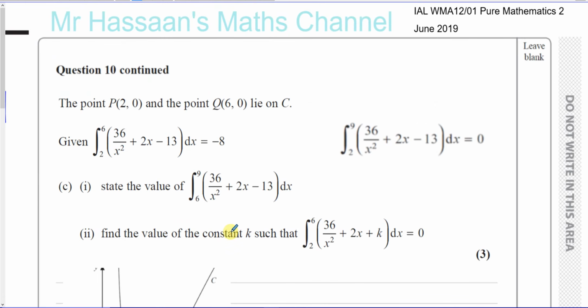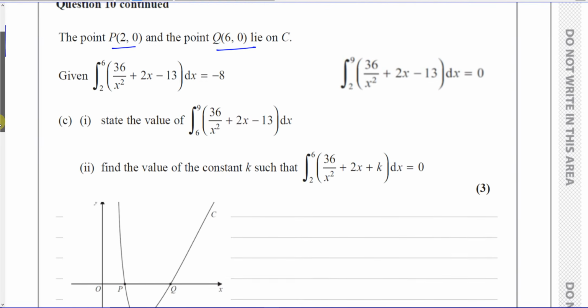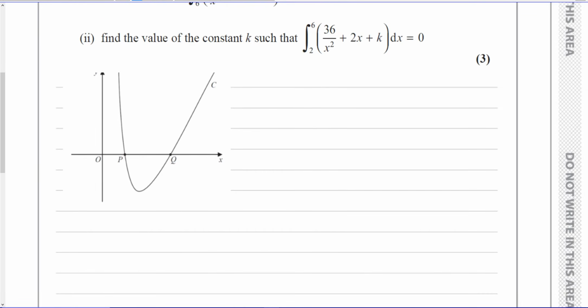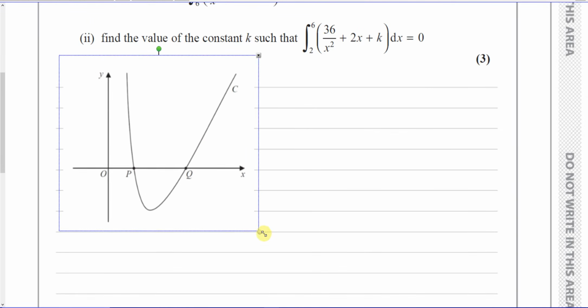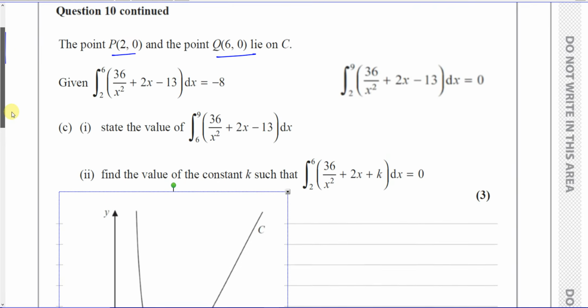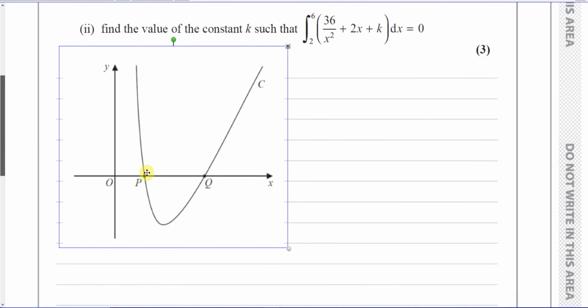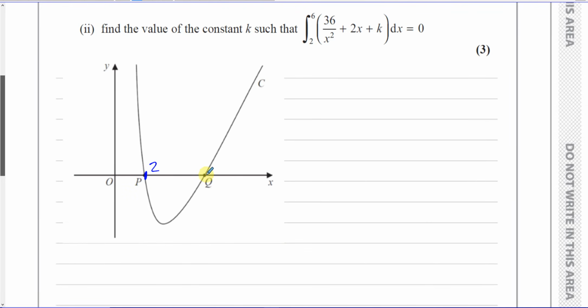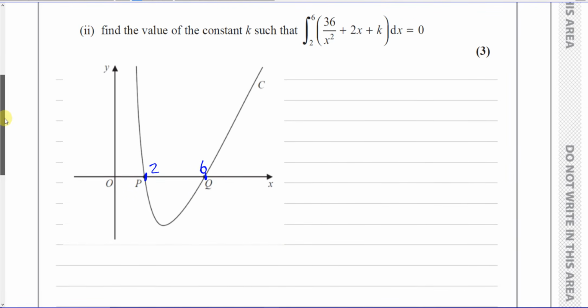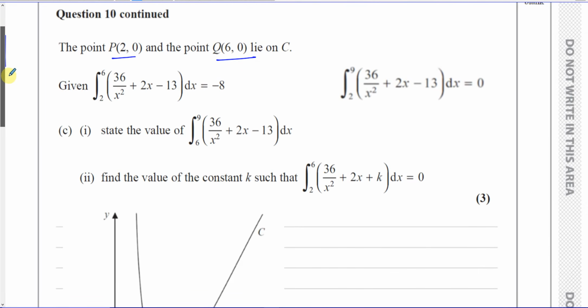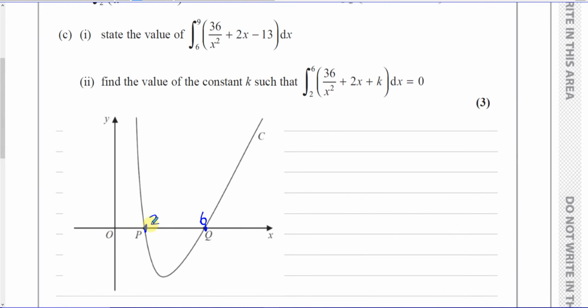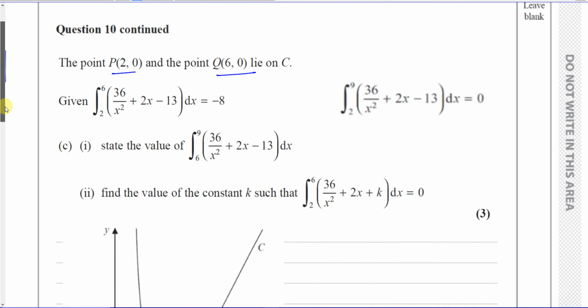Now, last part C of the question, it tells us the point P(2, 0) and the point Q(6, 0) lie on C. I've got a little copy of the first page, so I don't have to keep switching. It says the point P is 2, 0, so there's a 2 here, and the point Q is 6, 0. There's a 6 there. All right. And they've told you that the integral between 6 and 2, so between these two, of this function is equal to minus 8.